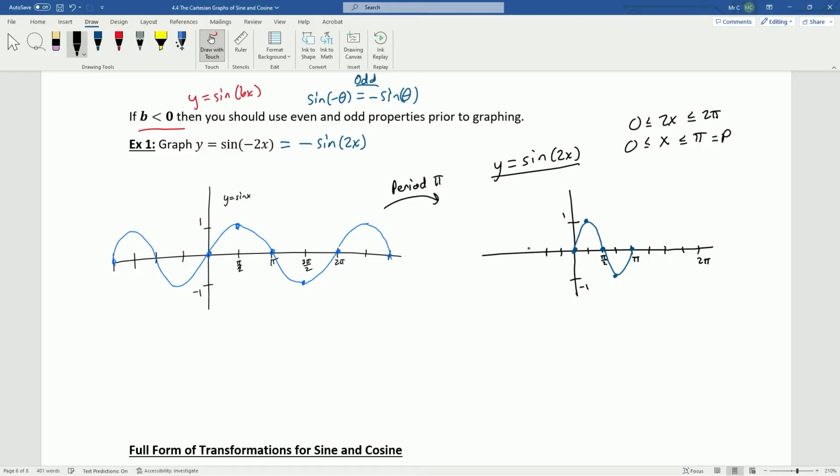Now, of course, you can mark this graph out further. I'm not going to go crazy here. I think 3 repeats of the graph is more than enough.